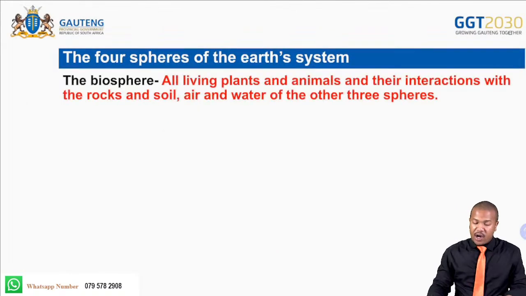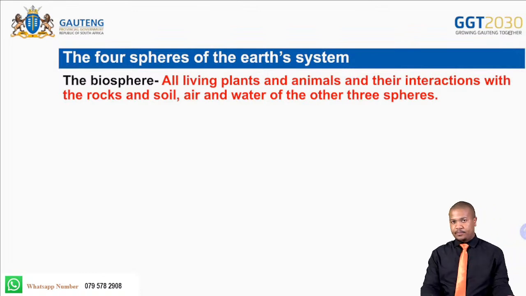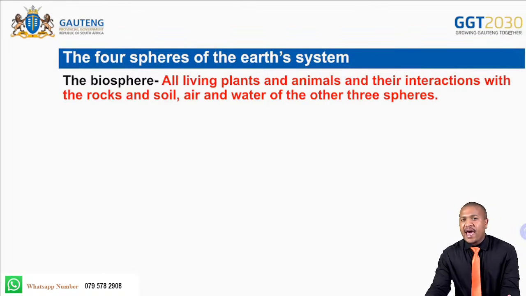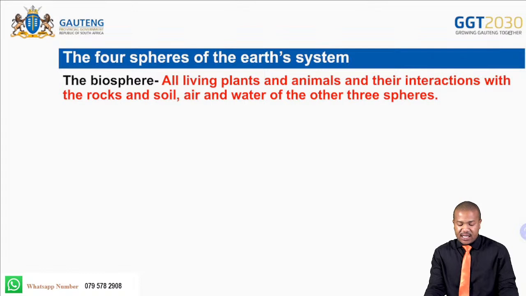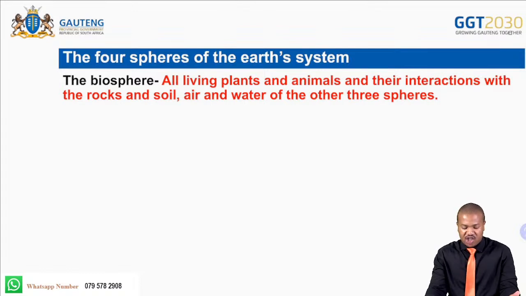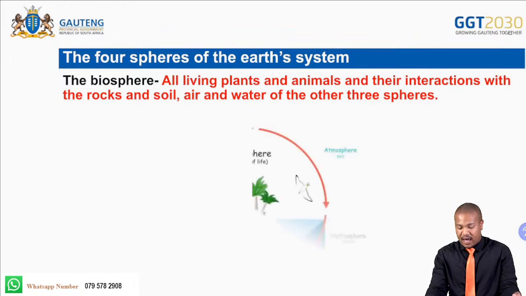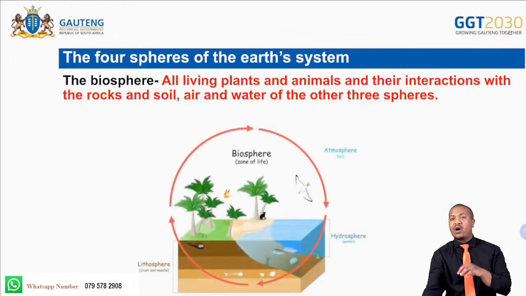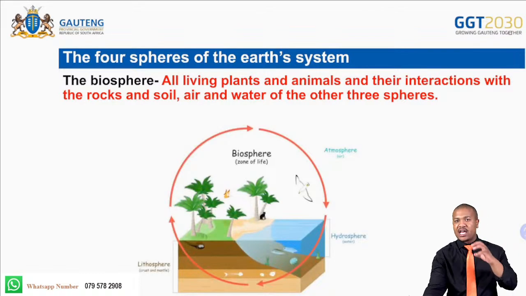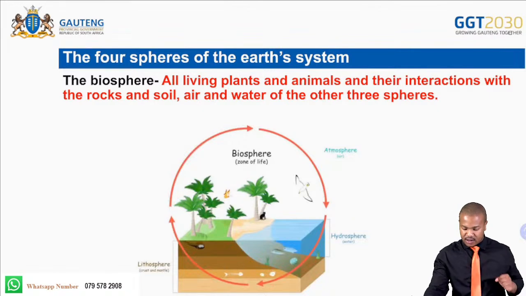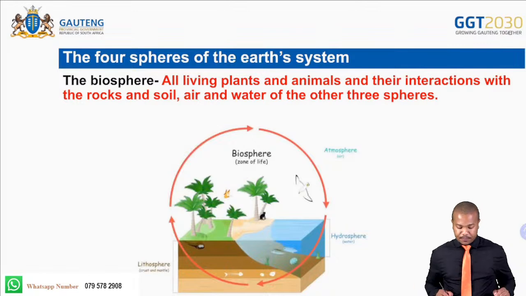Then also now we're talking of the biosphere. The biosphere, as we said when we started, is all living plants and animals and their interactions with the rocks and soil as well as air and water of the other three spheres, right? So talking of now what? Living organisms interacting with the non-living, which is the air, the water, the soil, and so on, right? And as well as rocks, right?